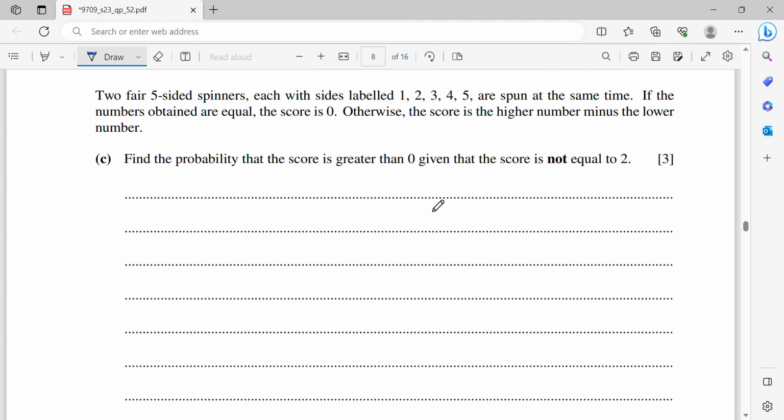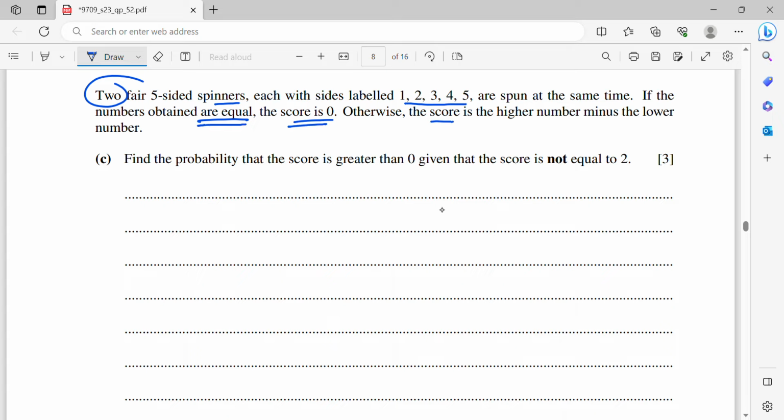Okay, now next question. Two fair 5-sided spinners. Okay, two spinners, each with sides labeled 1 to 5, are spun at the same time. If the numbers obtained are equal, then the score is 0.